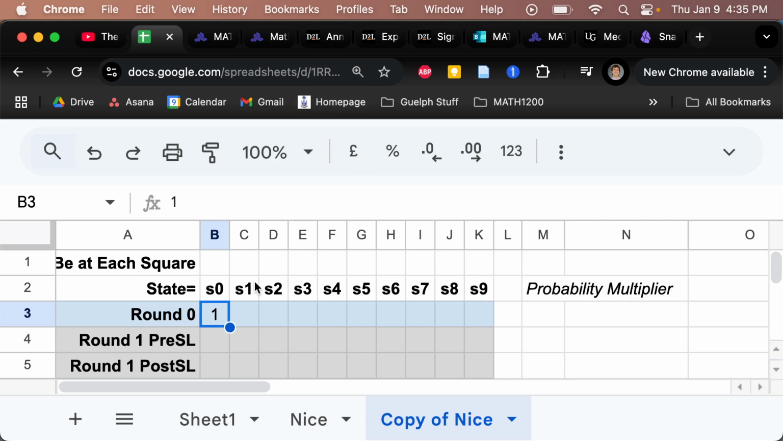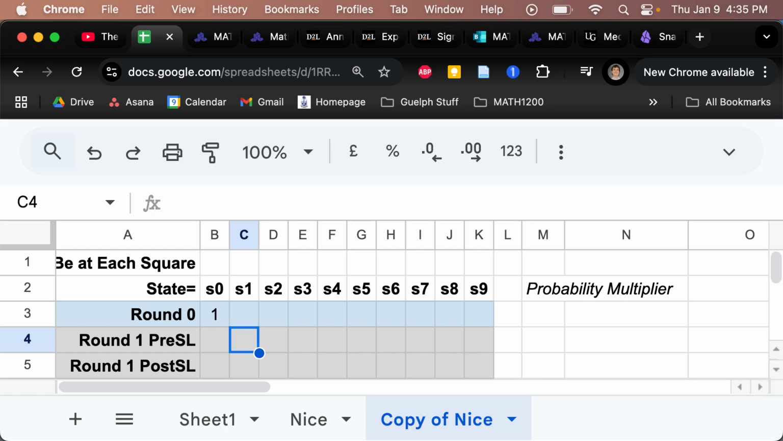You roll the dice and you move your piece. I have divided round 1 into 2 parts: the pre-SL and the post-SL. SL stands for snakes and ladders. I'm going to first move you, and then you're going to be somewhere, and then I'm going to apply the snakes and ladders, and you're going to see where you are. And here's the nice thing. If you start in square 0 and you roll the dice, then you're going to be in either 1, 2, 3, 4, 5, or 6.